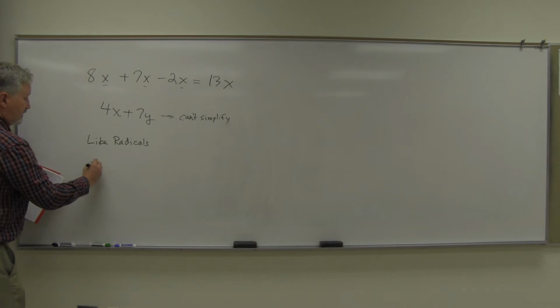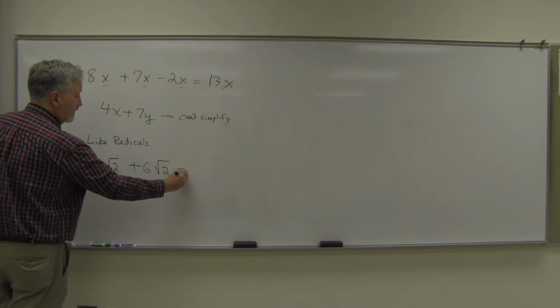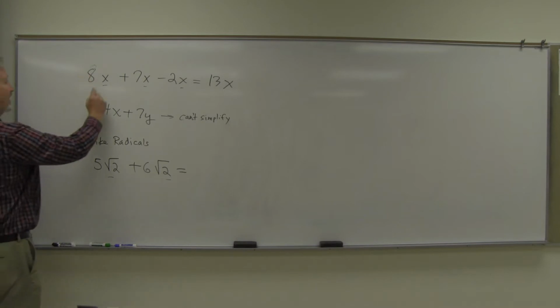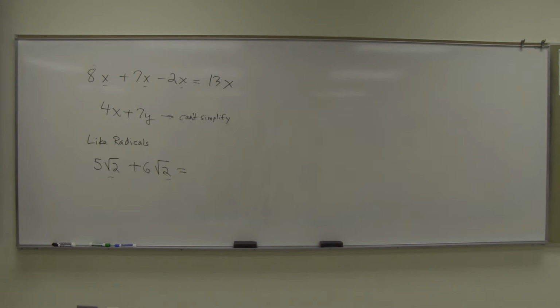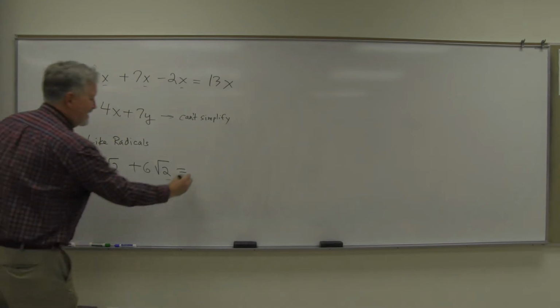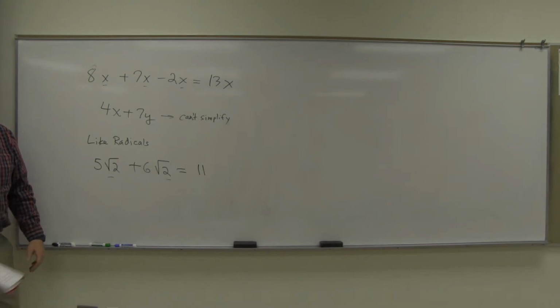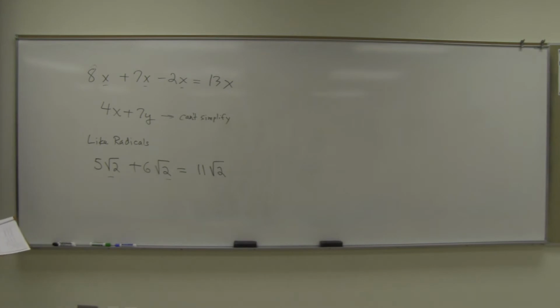So when I have 5 square root of 2 plus 6 square root of 2, you got like radicals, because the radicals are the same. You got the same square roots. Okay? Now, what do you do when you add them? You do the same thing you did up here. We added or subtracted the numbers in the front. So what do we add here? 5 and 6. So you got 11. And then what happens to the radical? Same thing that happened to the x. It didn't change, did it? No. Okay. So when you add and subtract radicals, the radical doesn't change.